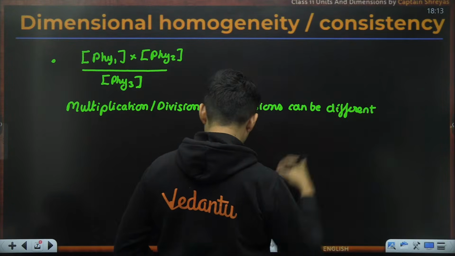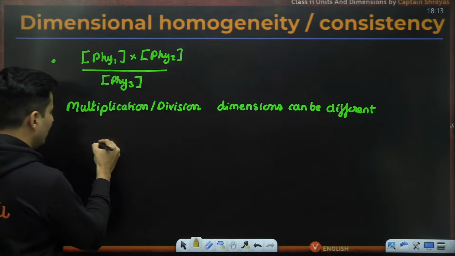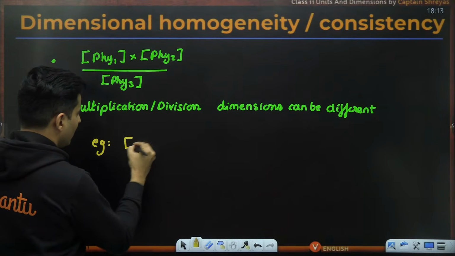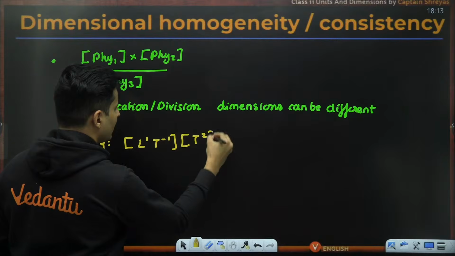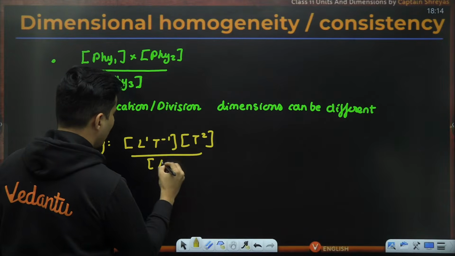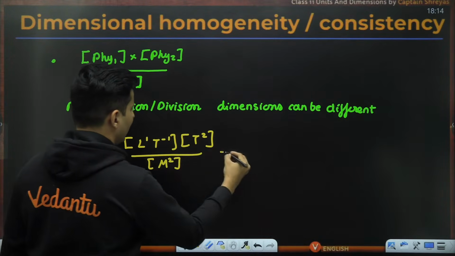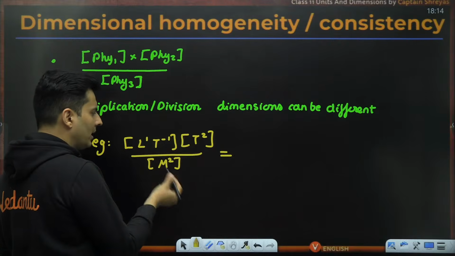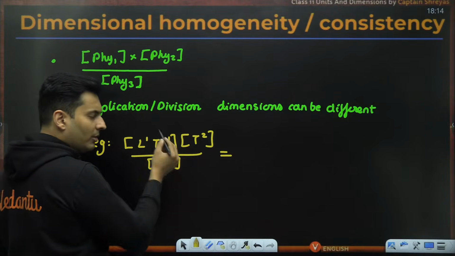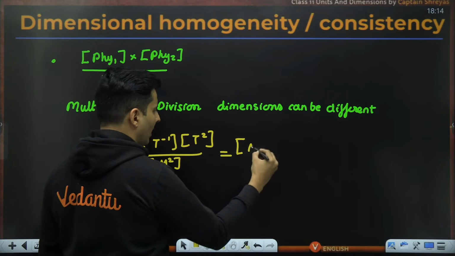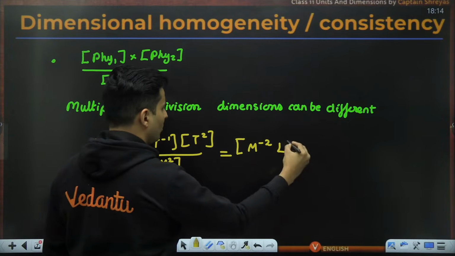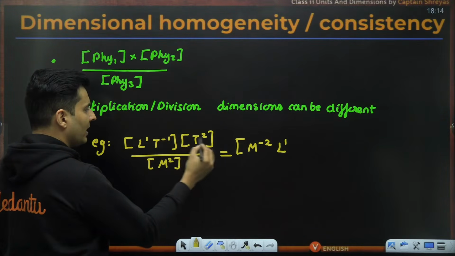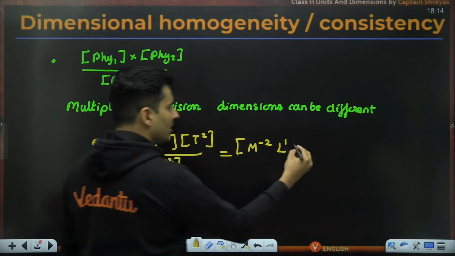And you will use your regular rules. Like for example, say, I tell you, length raised to 1, t raised to minus 1, the whole thing into t raised to 2, the whole thing divided by m raised to 2. You can just do your normal multiplication, guys. M is in the denominator. If you bring it on the top, m's power will be negative 2. Length is not there anywhere, so length raised to 1. Here plus 2 and minus 1. Minus 1 plus 2 is nothing but plus 1.